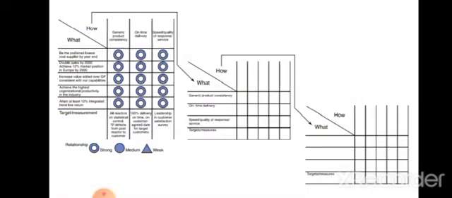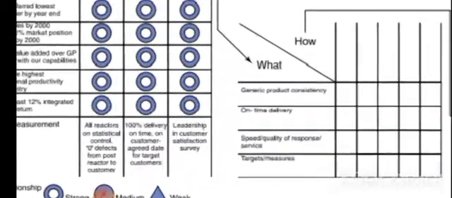So, here is a practice of a goal translation process of a chemical process industry. Chemical process industry, here. Now, they have identified 5 measurable goals.